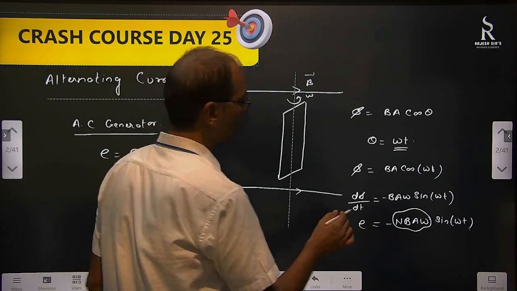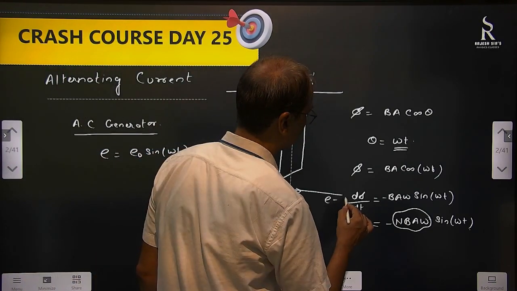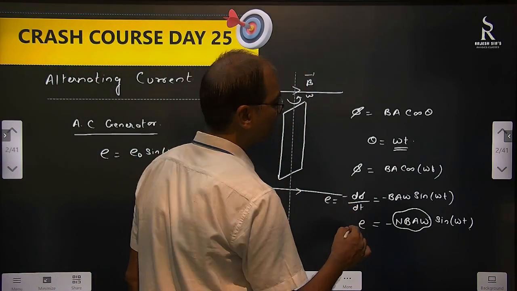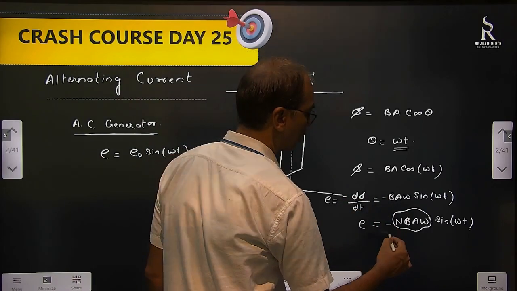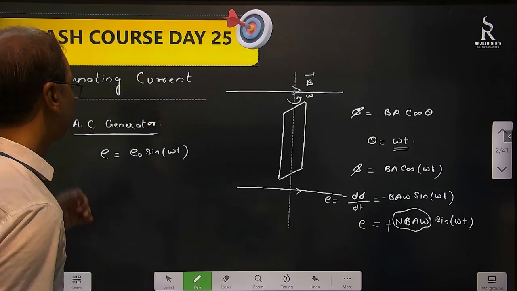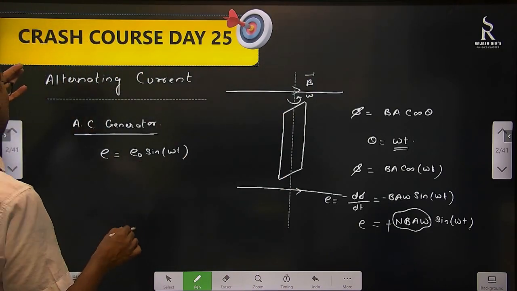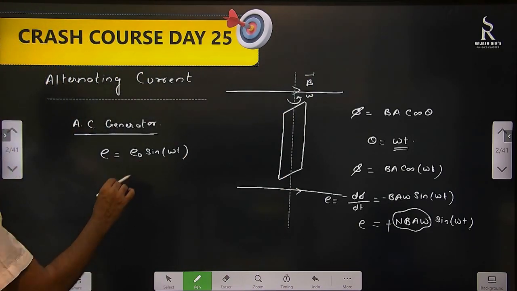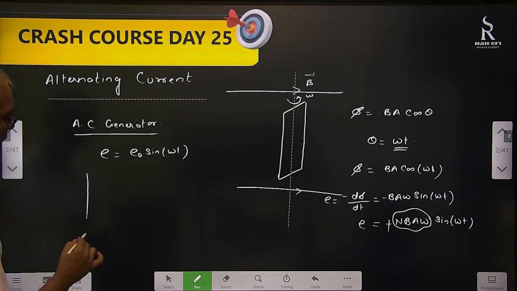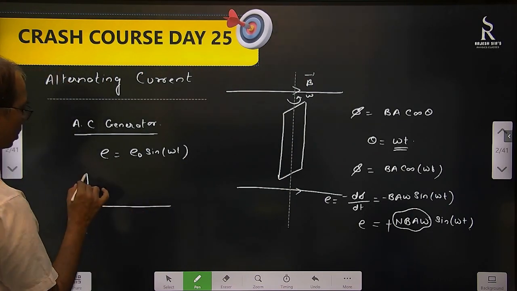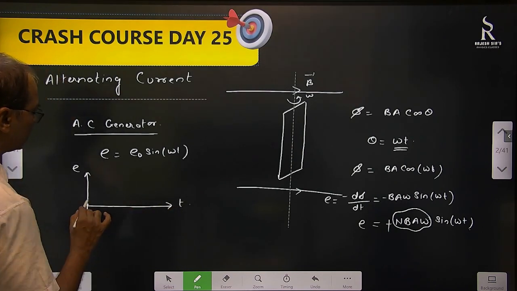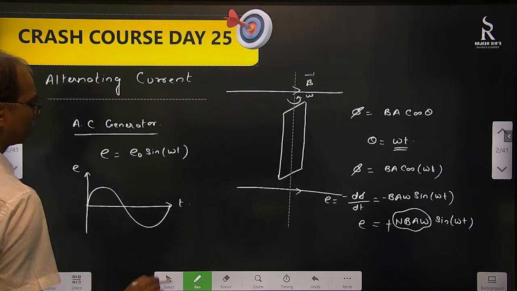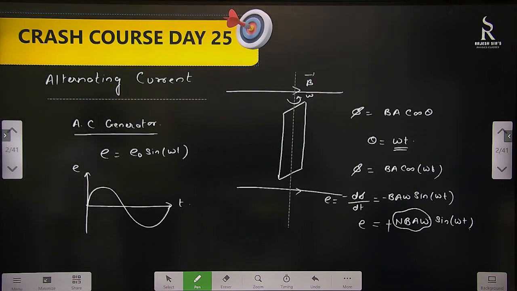Normally EMF is said to be minus d phi by dt. If it is minus, then what will happen? This minus and this minus get cancelled, so this will come out positive. So, E equals E naught sin omega t. Now, it is a sine function, so it will be in terms of the sine function only. It will be like this. This is the sine curve.